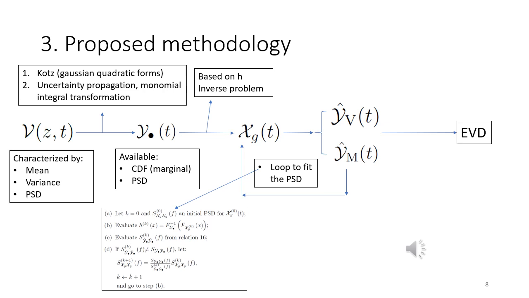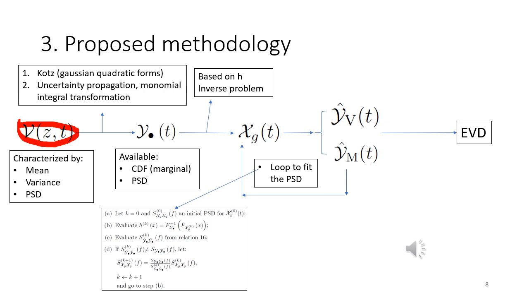This is a schematic representation of the proposed methodology. We begin on the left. We have the velocity field, stochastic field, that is Gaussian in our case. It is characterized by a mean function, a variance function, and a PSD. We want to get as much information about the response as possible from those available for the input.